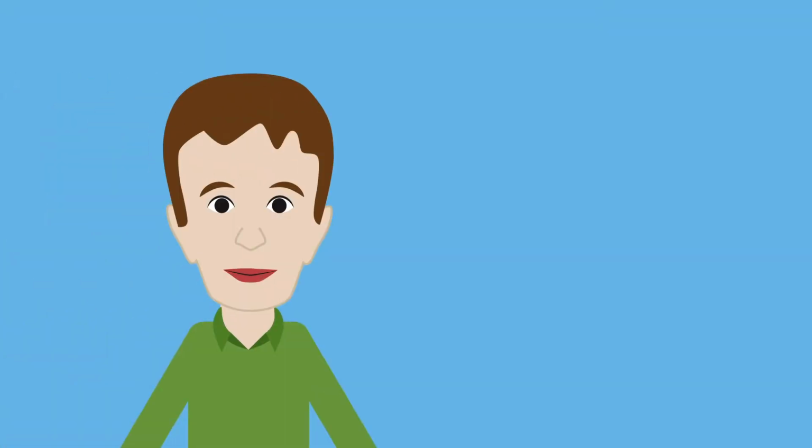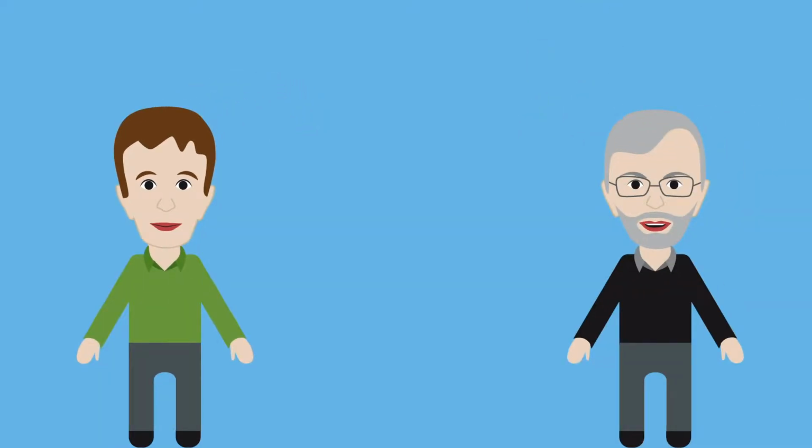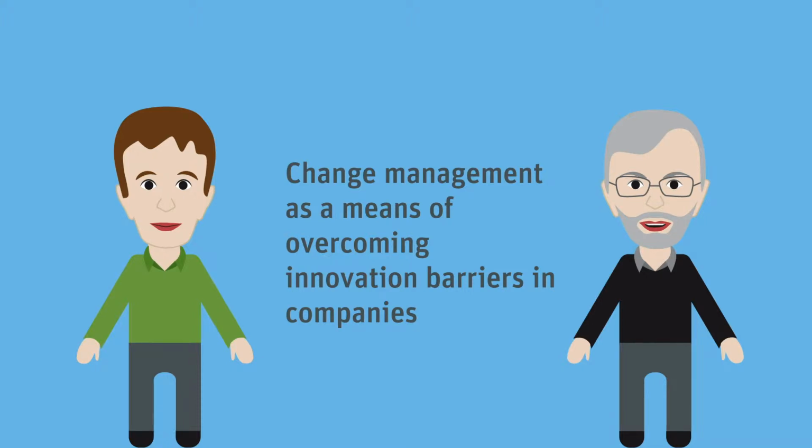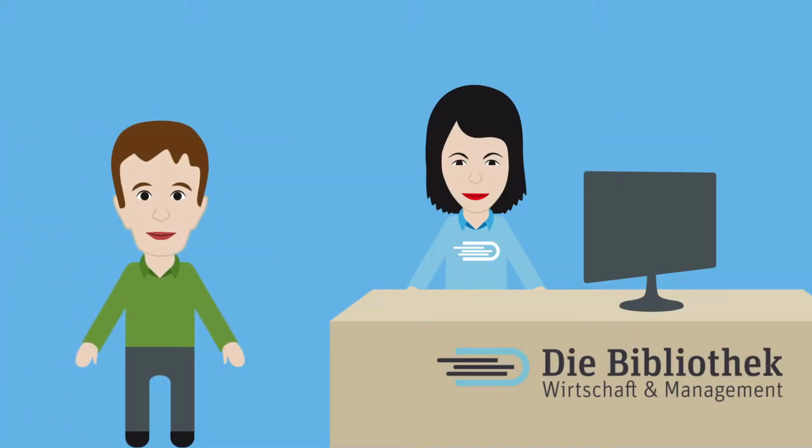Max is studying at TU Berlin. His supervisor has given him a subject for his academic paper. The title is Change Management as a Means of Overcoming Innovation Barriers in Companies. He goes to the Economics and Management Library to get advice.